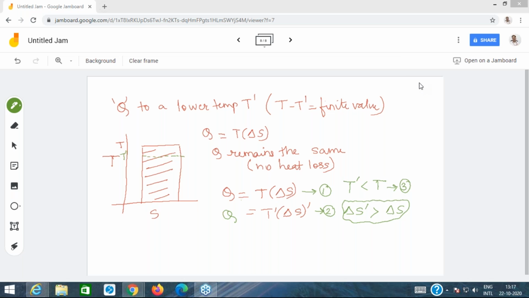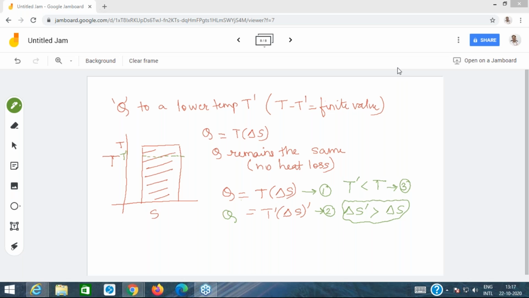Others are saying yes. Ganesh, is this clear now? Okay, thank you, Ganesh. So now it is clear that delta S dash is greater than delta S. Okay, right.